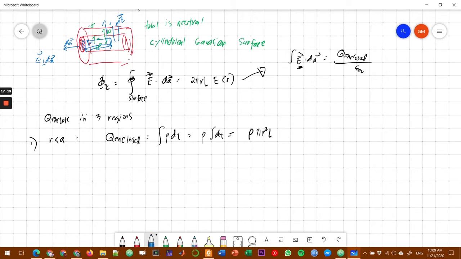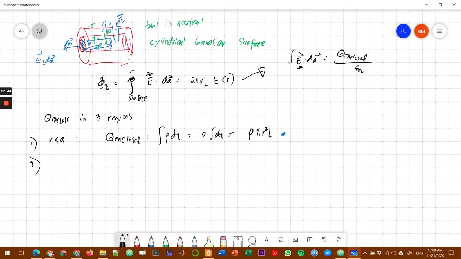Kani siya nga, sorry. Where's the pointer? Kasi mo ang Gaussian surface pa kaning labeled in blue kaning sa graph. Ito to ipakita niya tara. So this would be our Q enclosed sa R less than A.